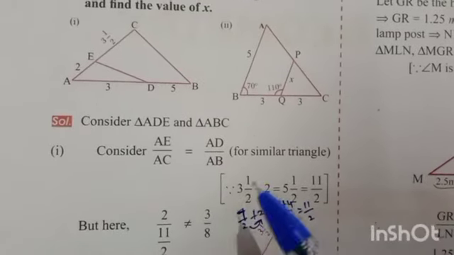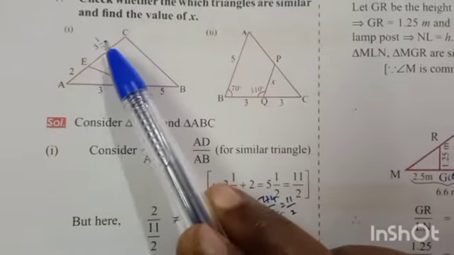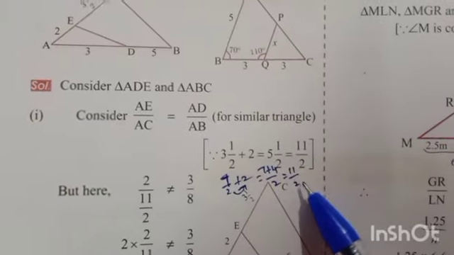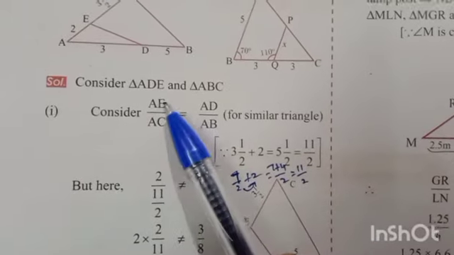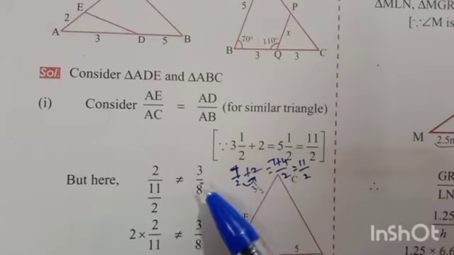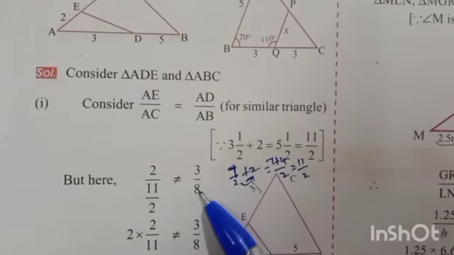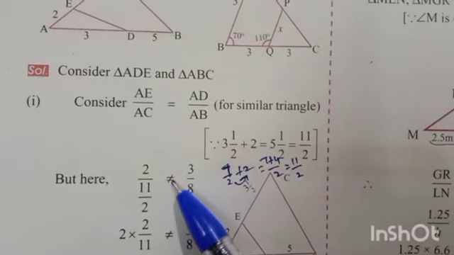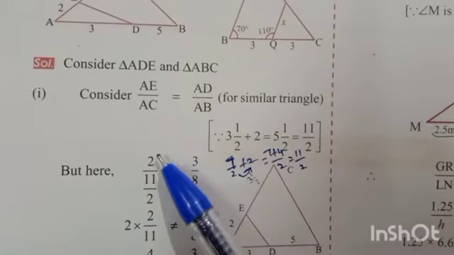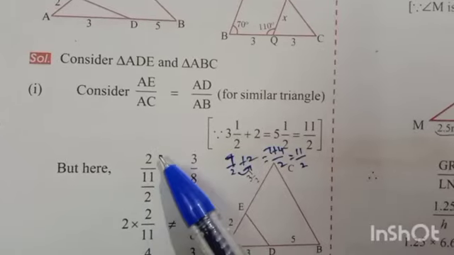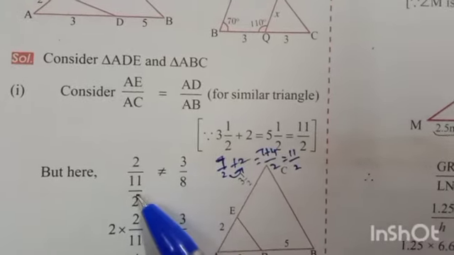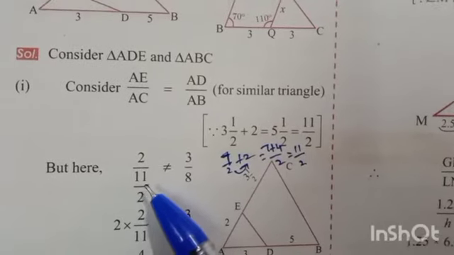Okay students, so 2 plus 3 1 by 2 is equal to 11 by 2. So 2 by 11 by 2 is not equal to 3 by 8. These two values are not equal, so you use the not-equal symbol. Now for 2 divided by 11 by 2, what is the meaning? You have to apply the division rule. What is the division rule?